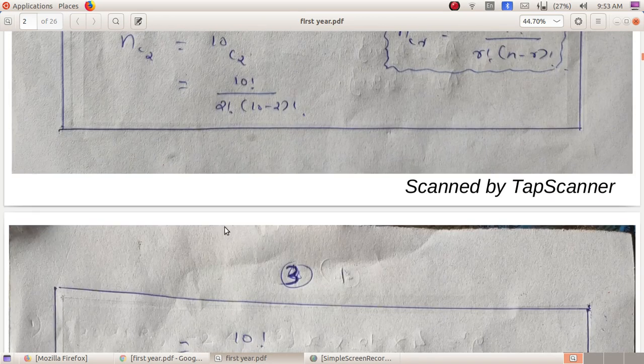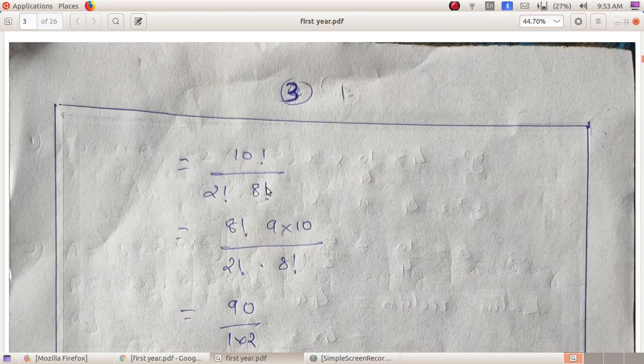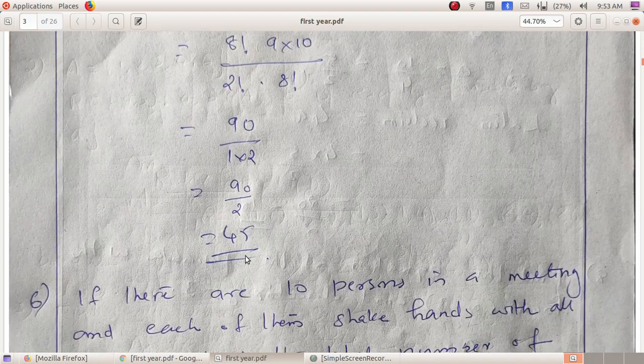Then 10 factorial divided by 2 factorial into (10 minus 2), which means 8 factorial. So what is 10 factorial? 1 into 2 into 3 into 4 into 5 into 6 into 7 into 8 into 9 into 10. Up to 8, we can write the product as 8 factorial. The remaining numbers are 9 into 10, so that the 8 factorials can be cancelled. So 9 into 10, 90, divided by 2 factorial, which means 1 into 2. So 90 divided by 2, that's 45, is the answer.